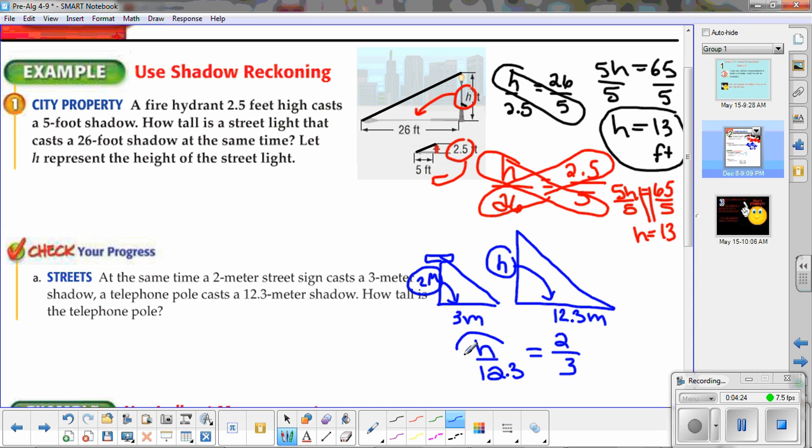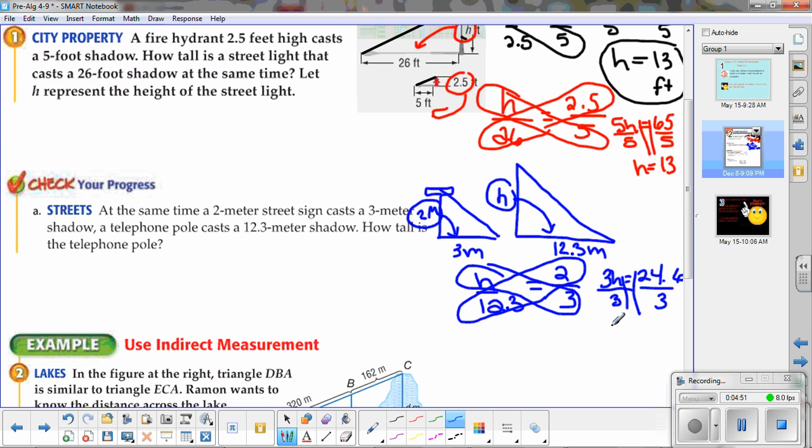Now when you go to solve this, you get 3H equals 2 times 12.3, which is 24.6. Now you're going to want to divide both sides by 3. 24.6 divided by 3, that's going to be 8 2/10, or 8.2. And it was in meters.